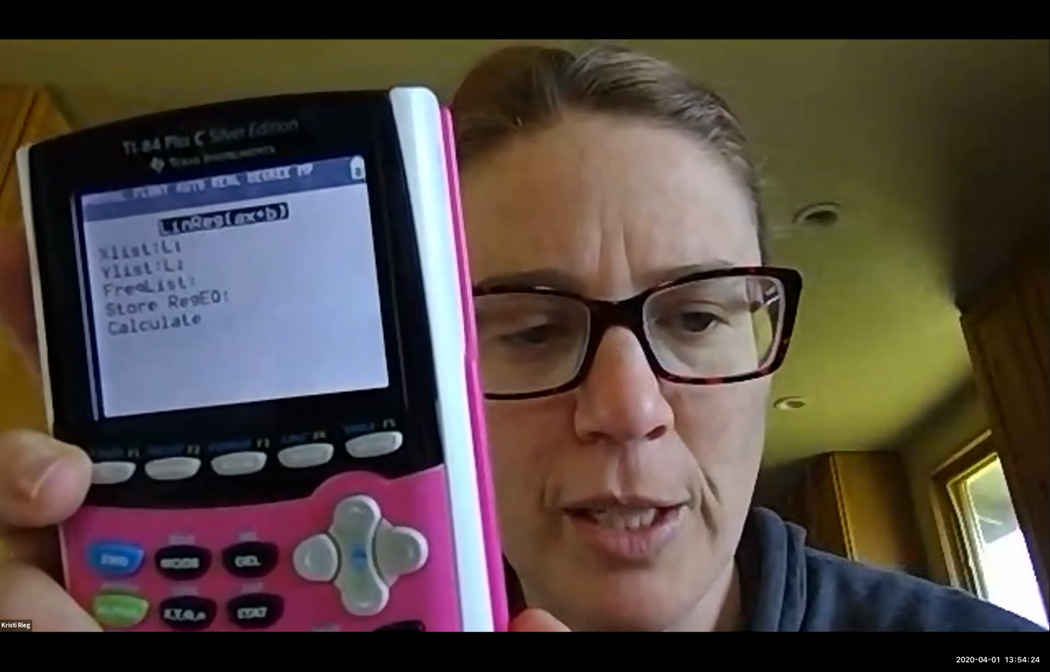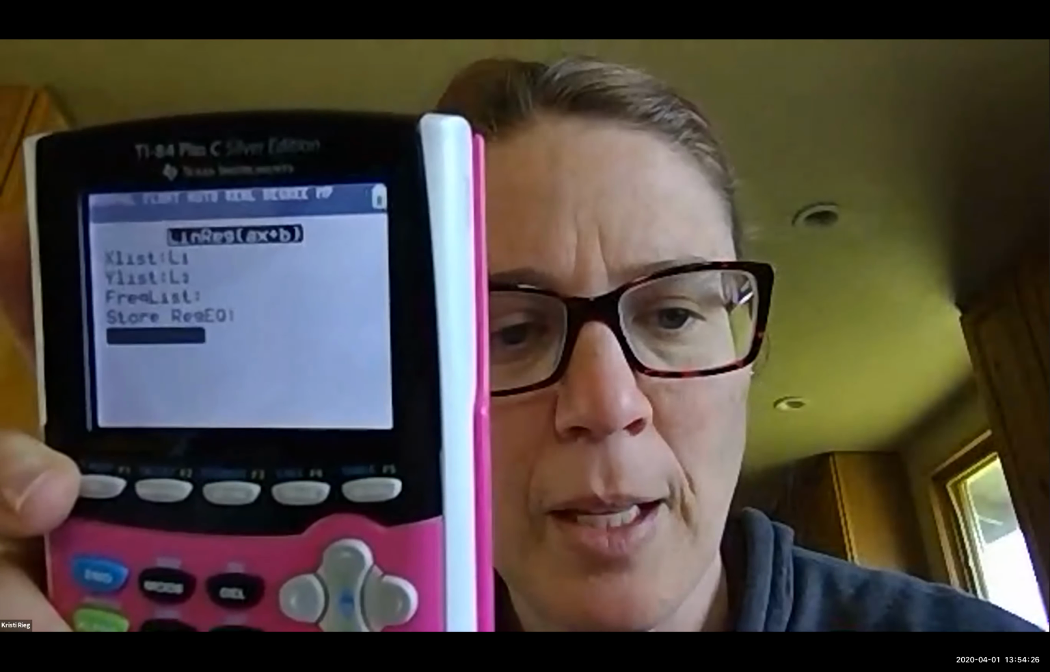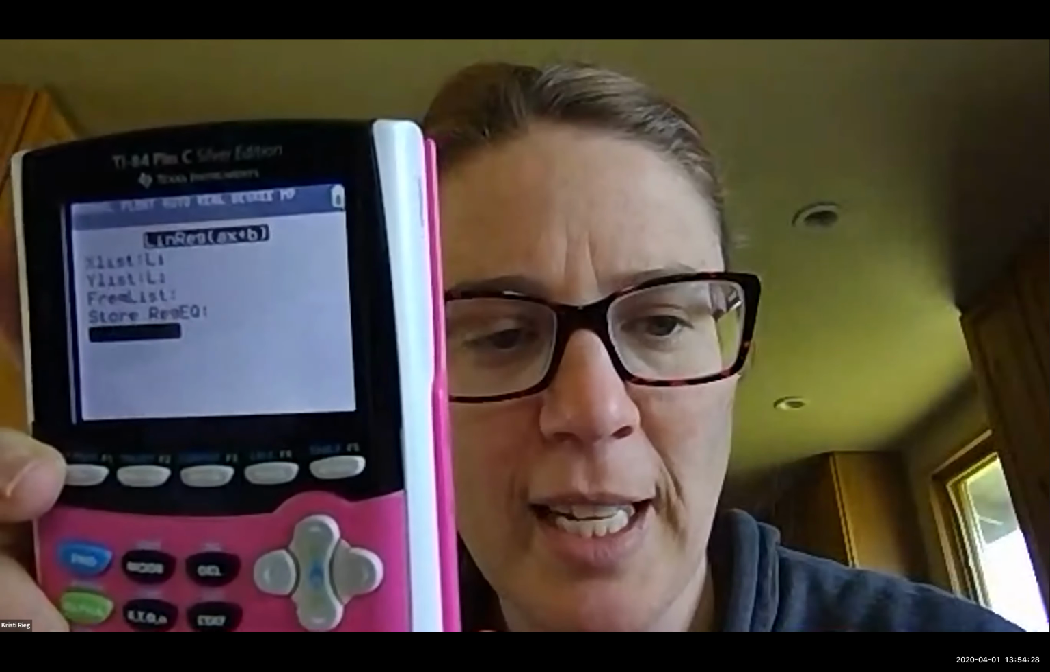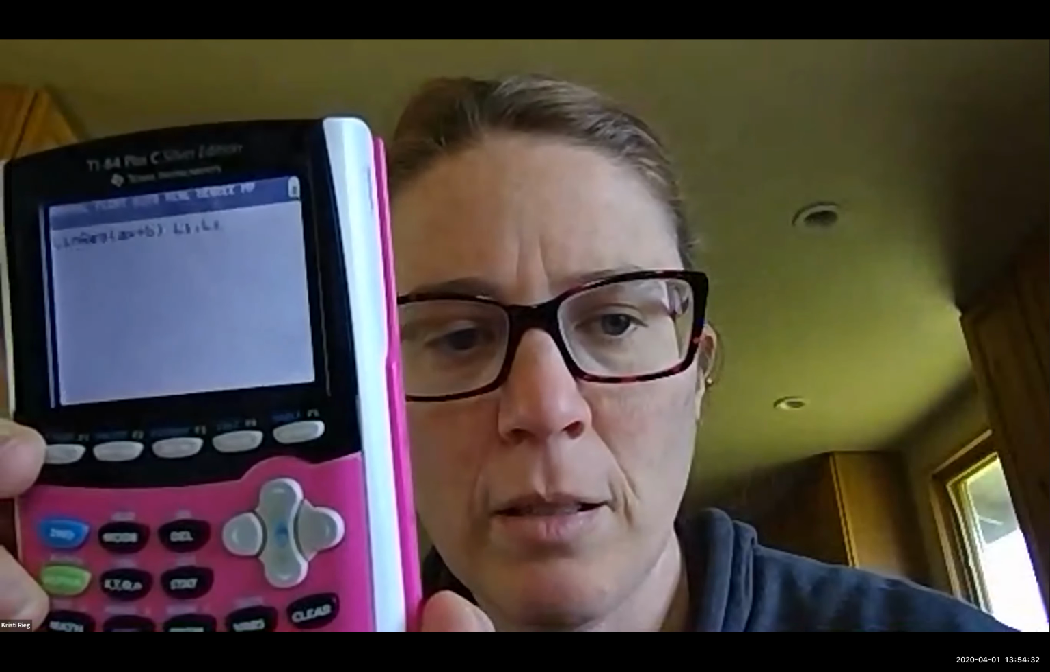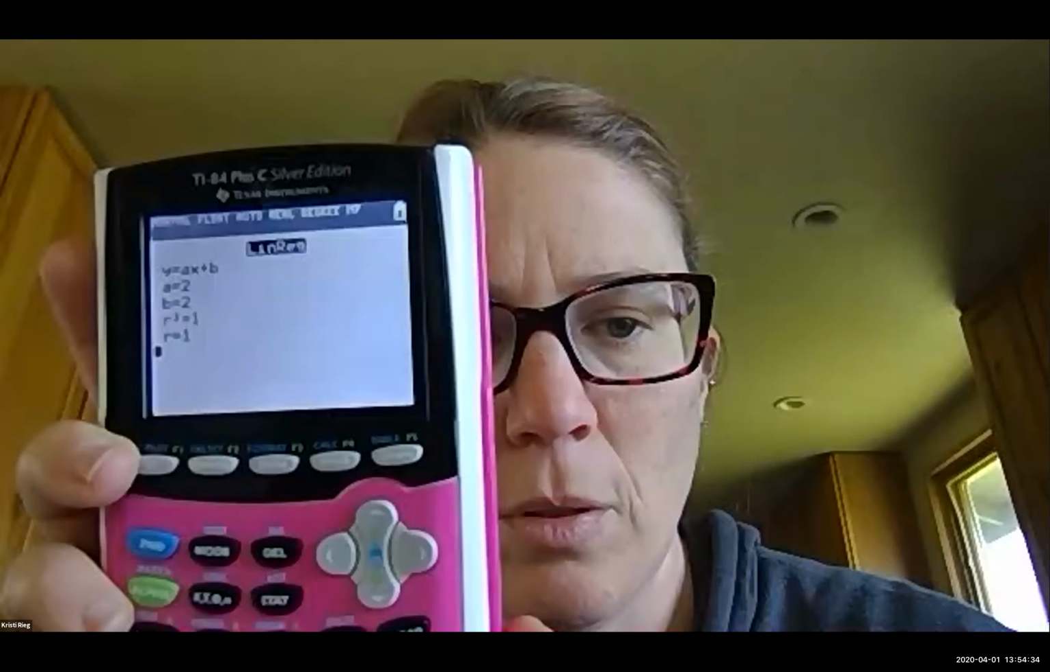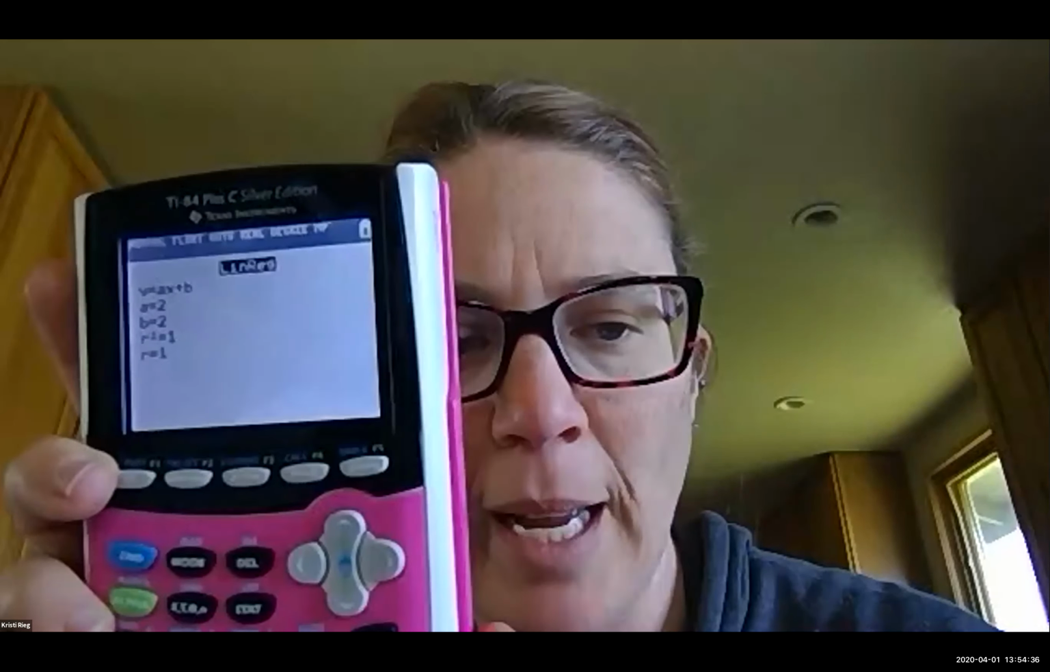Nothing else, no frequency, you're not going to store anything. Calculate, so I'm just hitting enter, or you can hit the down arrow to get there. And voila, there it is. I have my A, I have my B.